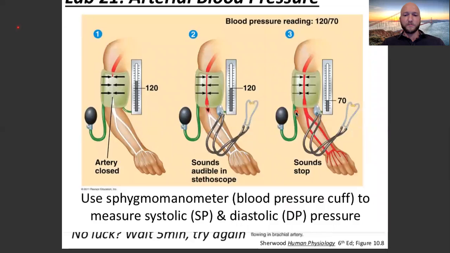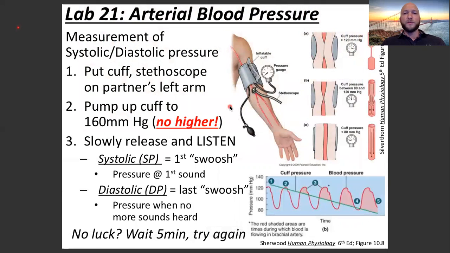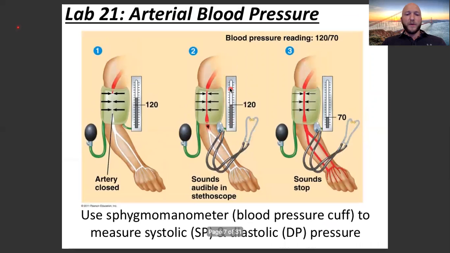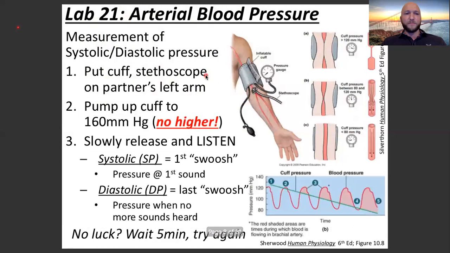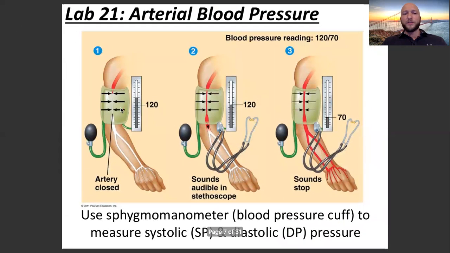Okay, so in order to use a sphygmomanometer, a blood pressure cuff, we're going to put the blood pressure cuff on our patient. We're going to put the stethoscope on their arm, and we're going to pump the cuff up to 160 millimeters of mercury. So what's the typical blood pressure? Textbook 120/80. So we're going to put it above the typical blood pressure. We're going to completely close the brachial artery, completely shut off blood flow to the arm.